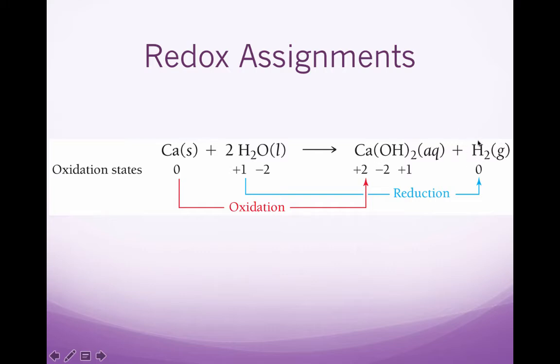And then we look at hydrogen gas over here. It's just an element by itself, so it's 0. So we look at the movement of electrons. Oxygen started with an oxidation number of -2 and ended with an oxidation number of -2. So it did not change. Calcium went from 0 to +2. It lost electrons, so it was oxidized. Hydrogen went from +1 to 0. So it gained electrons, so it was reduced. So that's how you do redox reactions.